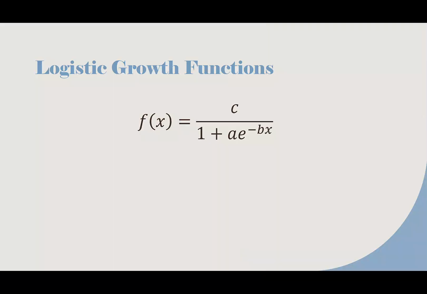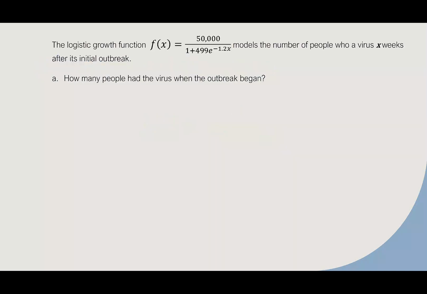Logistic growth functions generally have the form f of x is equal to c over 1 plus a e to the negative bx. A, B, and C are all going to be constants, meaning that once we have this value for our particular model, they're not going to change. And we'll talk a little bit more about what A, B, and C represent. For now, think about B as being the rate of growth for the logistic growth function. Let's dive in by looking at an example.